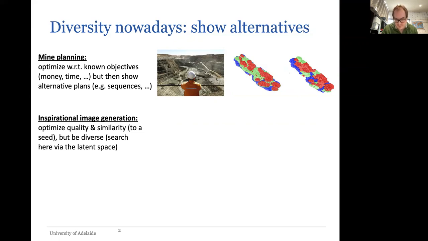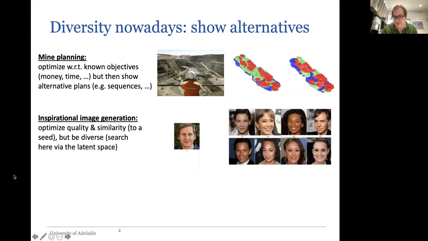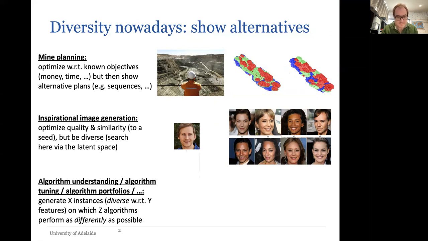In another domain, inspirational image generation, it might be very important to generate images that are very similar in quality and overall structural similarity to a particular seed image, but then other aspects like skin color, eye color, hair color should all vary and be as unbiased as possible.